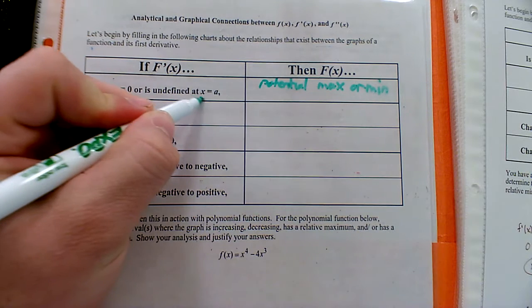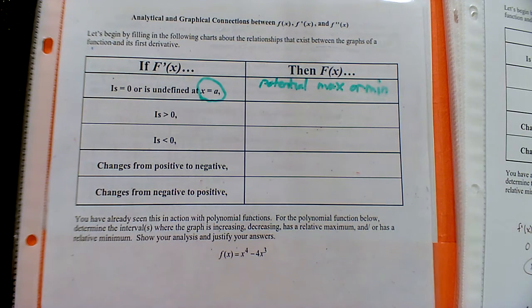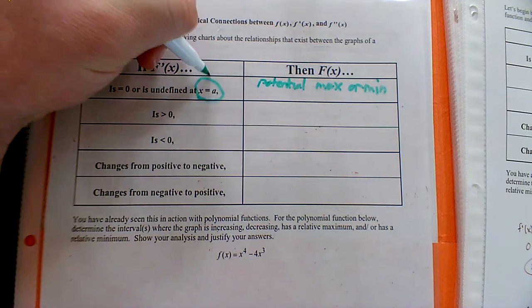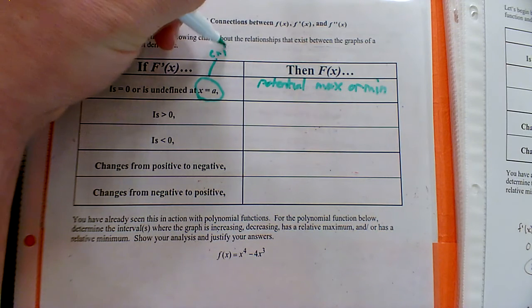If we're undefined at some point x equals a, I'm not sure if you guys know this yet. Do we know what that's called? A critical point? Does that sound familiar? Yeah. Okay, so if you're undefined at some point x equals a, that's what's known as a critical point.